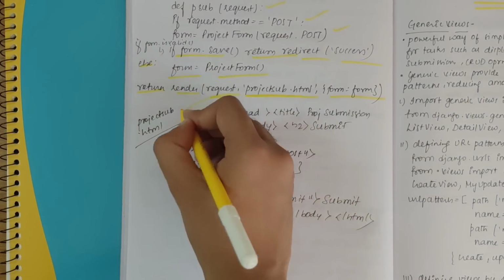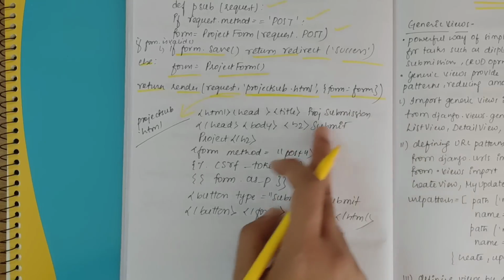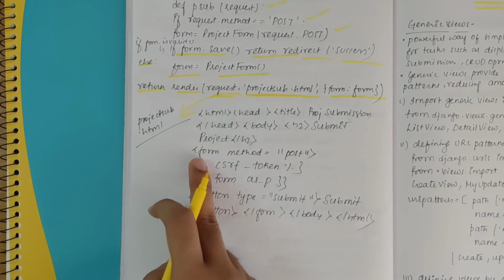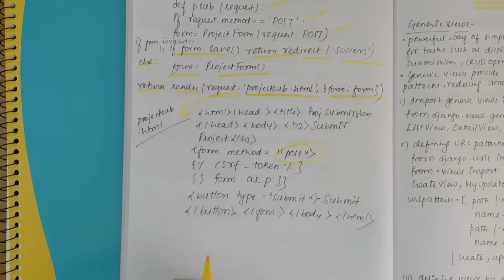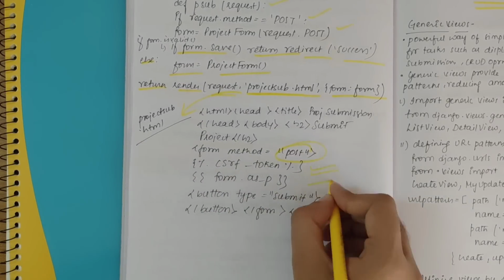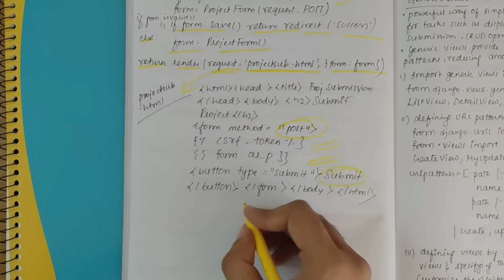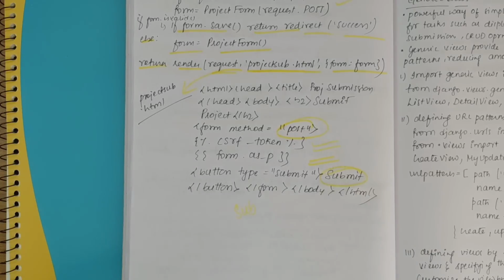So this HTML part would be here, project_sub.html. I'm specifying the head title, project submission, and submit project. If form method is post, then I'm making sure that there are no CSRF attacks. And after that, this also we have seen previously. And here I have the submit button. After pressing the submit button, this model form would be submitted.